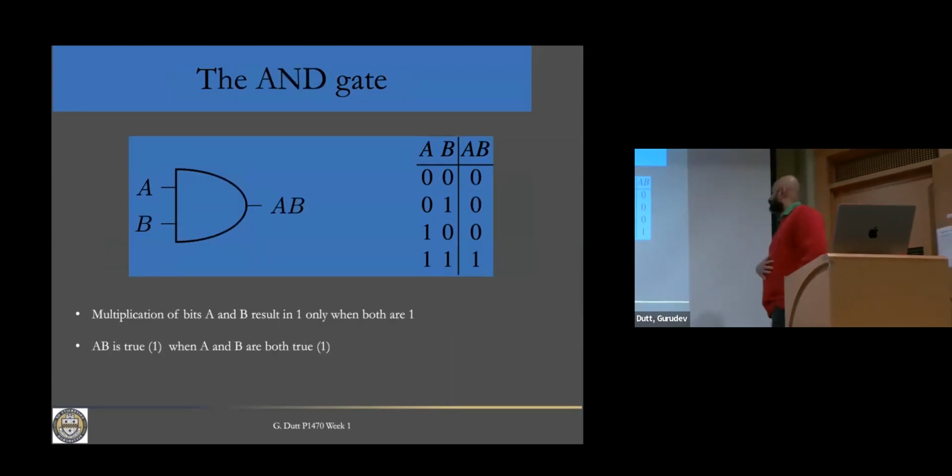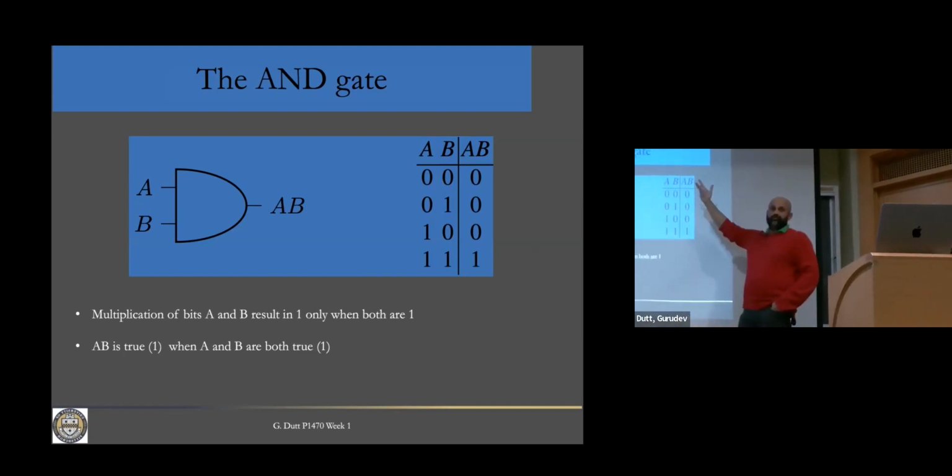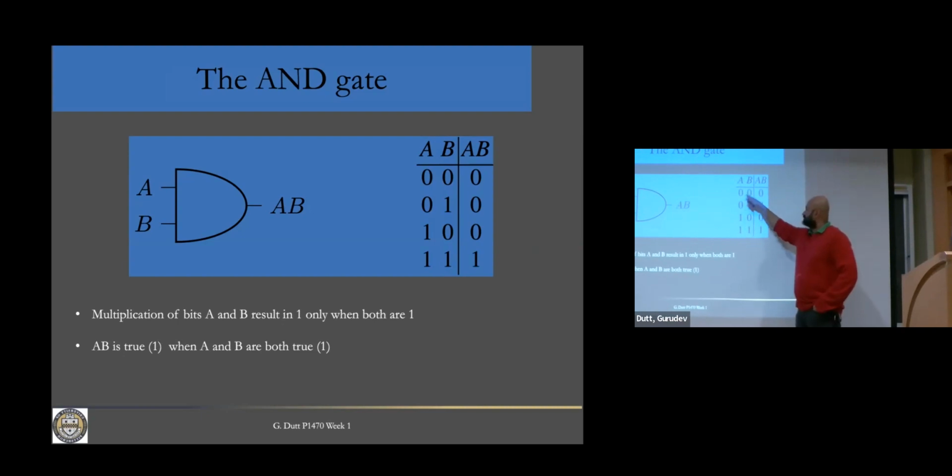The first gate that we introduce is called the AND gate, and I already alluded to it in the beginning. It's A times B: A and B give me the output AB. Now what is AB? Well, it's like multiplication. If you multiply two binary digits together, 0 times 0 is 0, 0 times 1 is 0, 1 times 0 is 0, and 1 times 1 is 1.